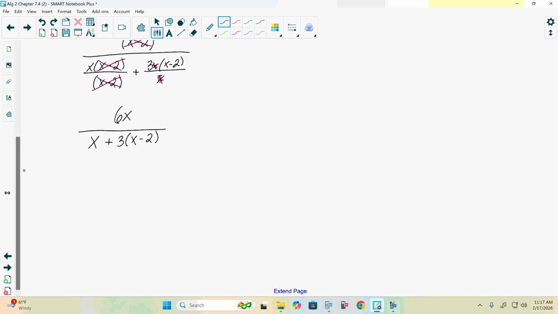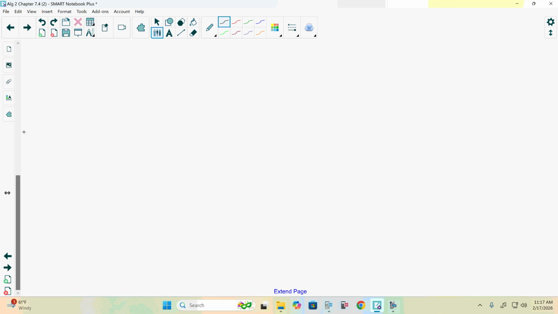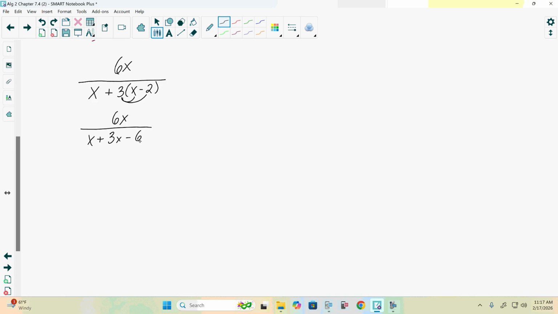Now we can say this is simplified as long as like terms, everything's been factored and reduced. Now we can't say it's finished because there are x terms, possibly like terms. Since we have this 3 times x minus 2, we do have to multiply it out. Now our 3 times x is going to be 3x. 3 times negative 2 is negative 6. Questions on this here? Good?